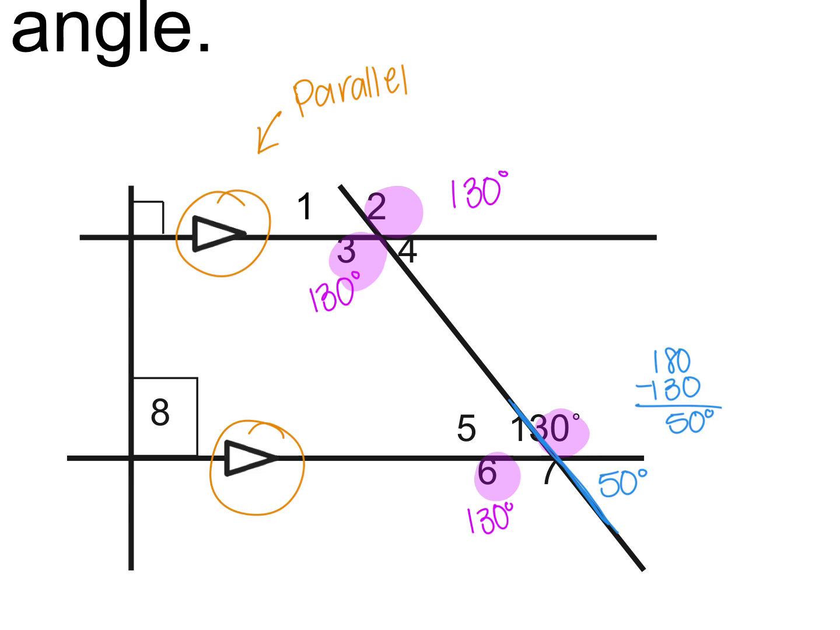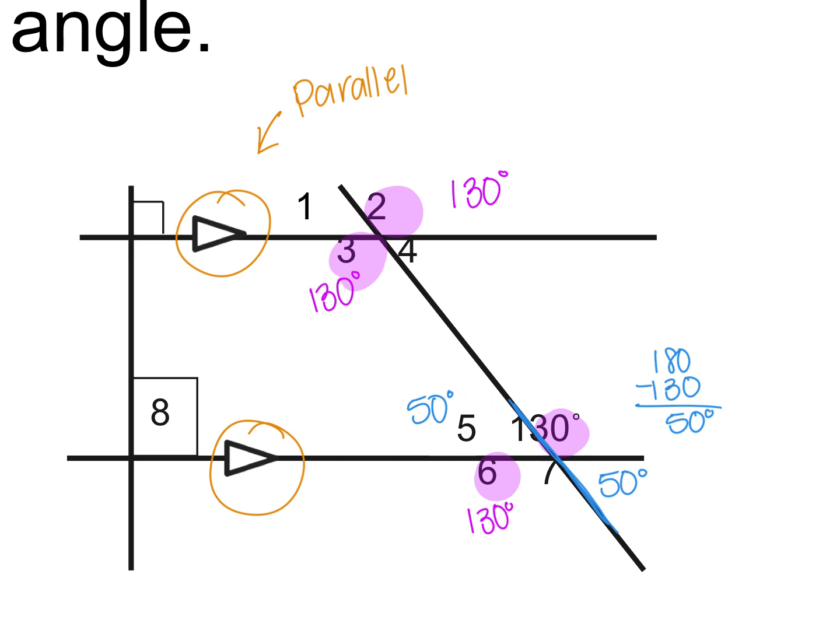What else is going to be 50 degrees? Laura? Angle 5, good. They're vertical angles. This is also going to be 50 degrees. What else is going to be 50 degrees? Yeah, Bailey? Angle 1.